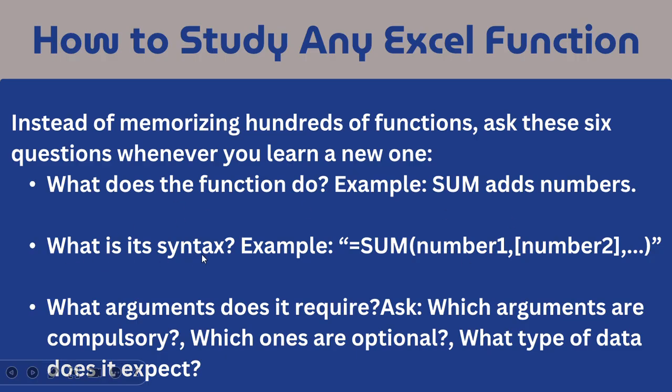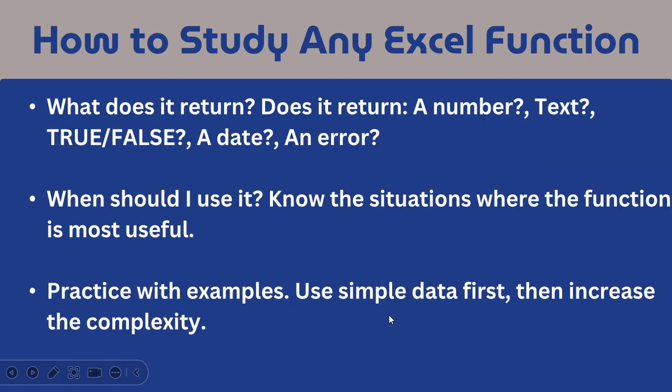The second question: what is its syntax? That one can be seen in an Excel sheet. Once you type the function name, it will show you the syntax. Then after looking at the syntax, the next question becomes, what arguments does it require? If you look at SUM, what arguments does it require? A number, a number, a number, then maybe more numbers. You understand? So you know from there which arguments are compulsory, the ones that are not inside this kind of bracket. The ones in the bracket are the optional ones. Next, what type of data does it accept?